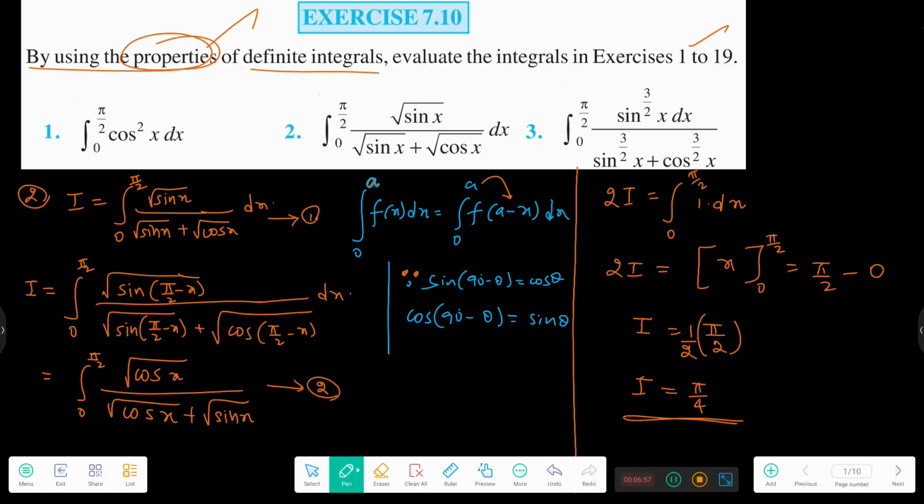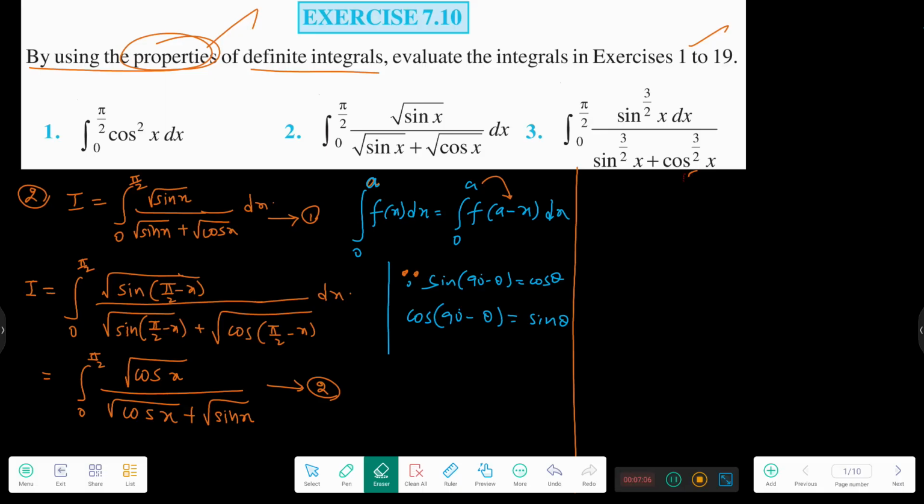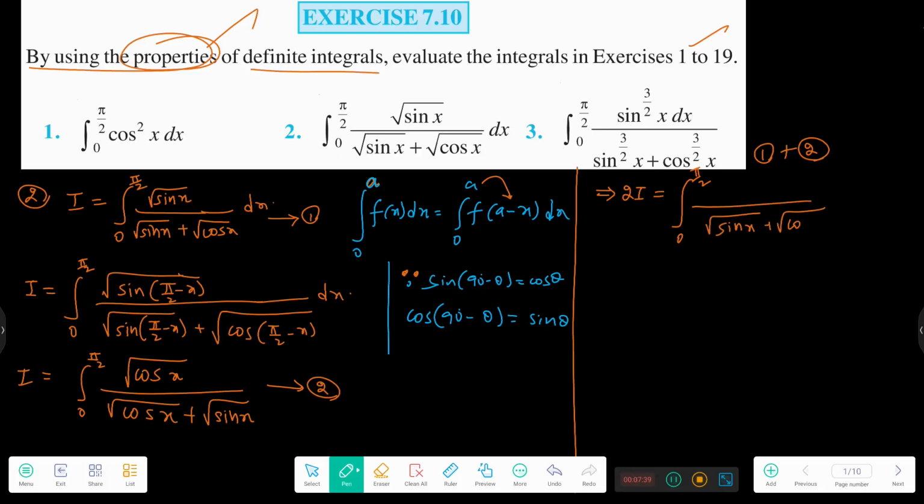Now see children, both 1 and 2 you can compare. What is the denominator when you compare both? Yes, the same. Same denominator we have. See here also root cos root sin, and here also root cos root sin. So the denominator is the same, and when you add, the numerators can be added as they are. This also equals I, and 1 also equals I. So I am adding 1 plus 2. When I add 1 and 2, I plus I, 2I is equal to integral 0 to pi by 2, the denominator is the same: square root sin x plus square root cos x.